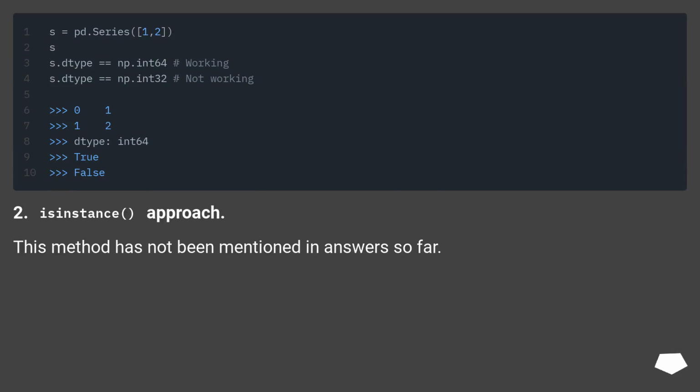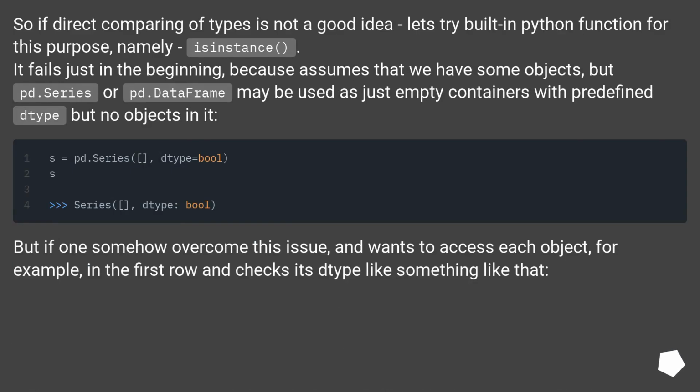Two. The isinstance approach. This method has not been mentioned in answers so far. If direct comparing of types is not a good idea, let's try the built-in Python function for this purpose, namely isinstance. It fails just in the beginning, because it assumes that we have some objects, but a pd.Series or pd.DataFrame may be used as just an empty container with a predefined dtype but no objects in it. But if one somehow overcomes this issue, and wants to access each object, for example in the first row, and check its dtype, something like that.